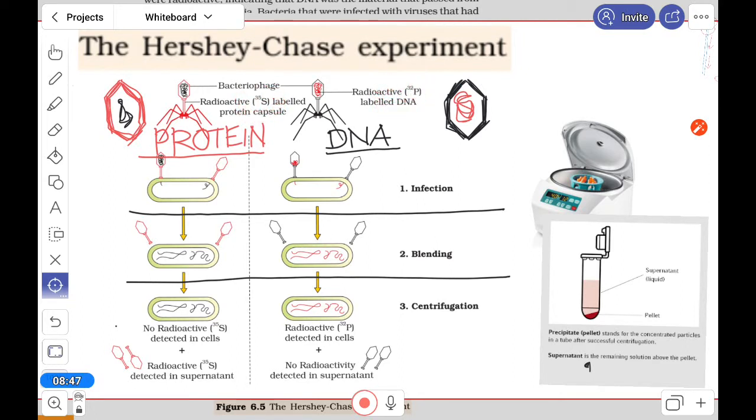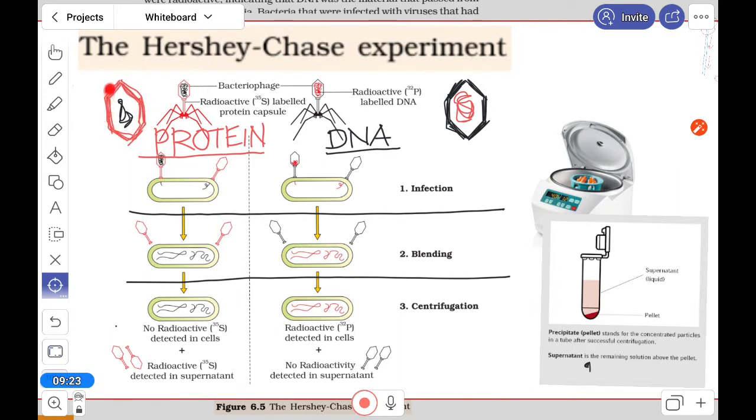Sulfur, you know, is present in protein, especially in methionine and cysteine, which are very common in protein, so the protein will take that label easily. The phosphate is a very important part of DNA, so DNA can be labeled easily. They chose it in such a way that sulfur will label only the protein part.